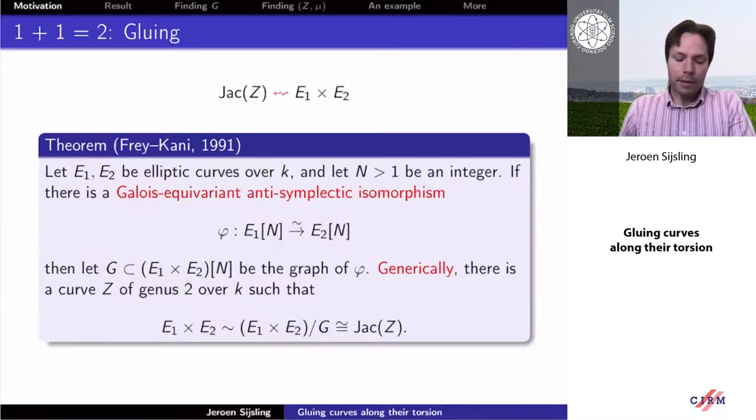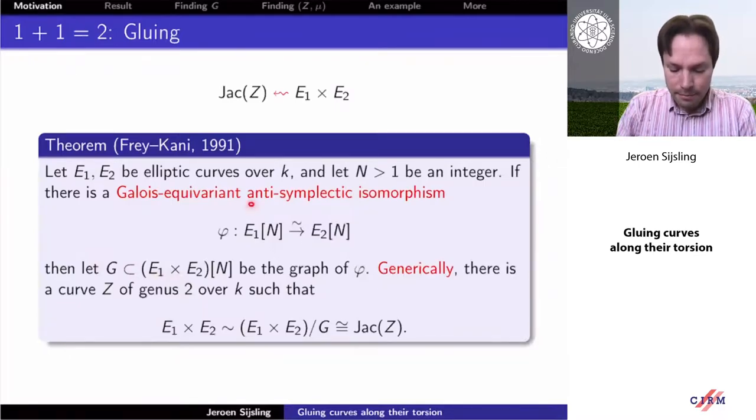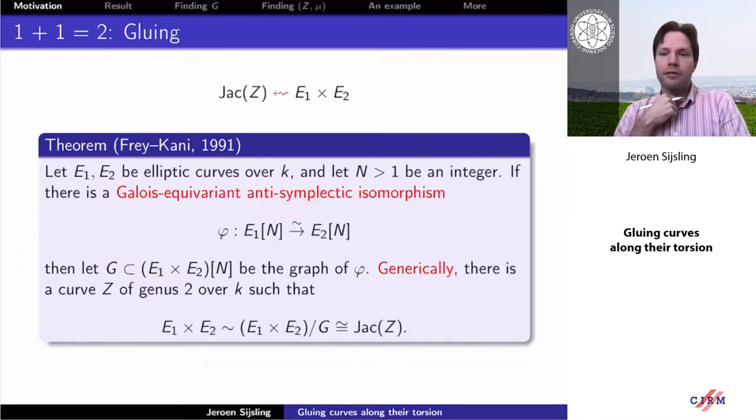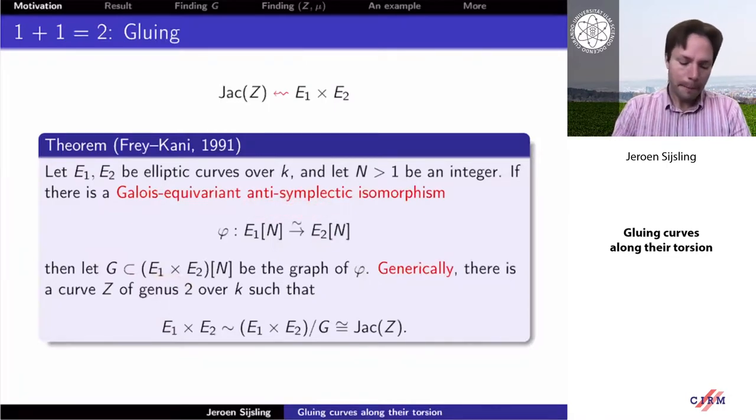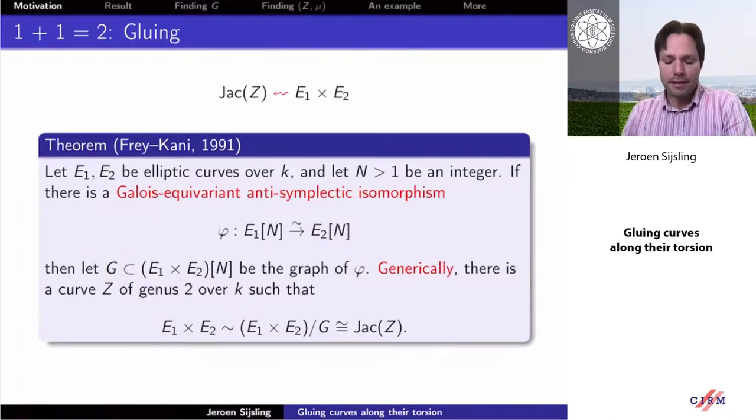This is reasonable because you have made it anti-symplectic, and it turns out that that condition ensures that this group G here is a so-called maximal isotropic subgroup. And that means that this quotient, in fact, inherits a principal polarization, a bit of technical structure that allows you to hope that it is indeed a Jacobian.